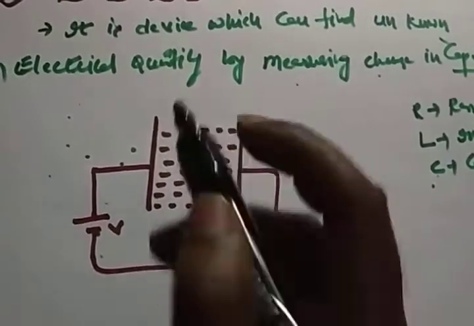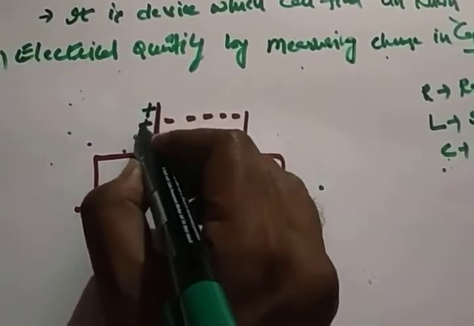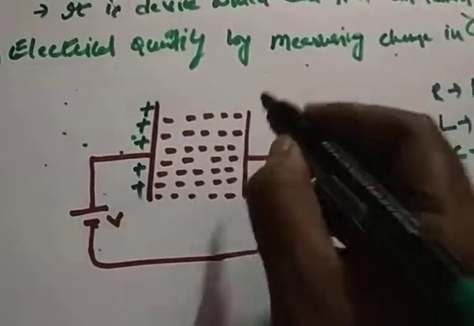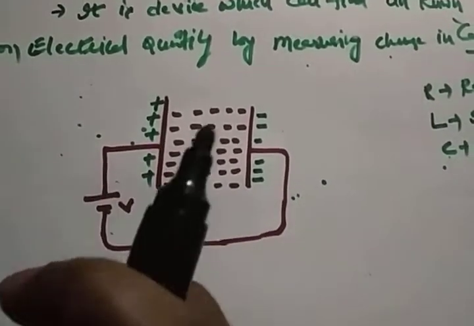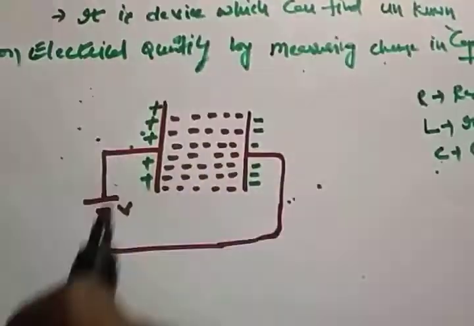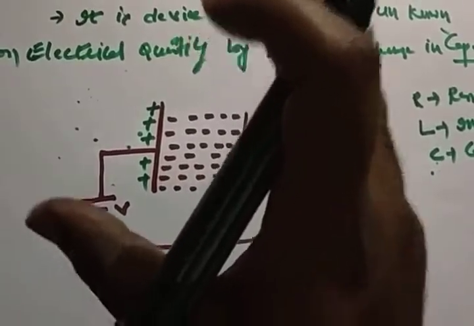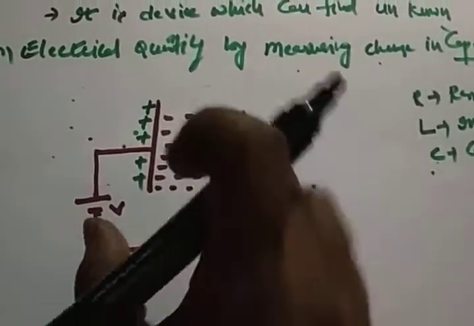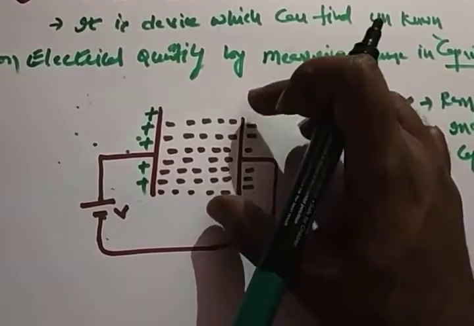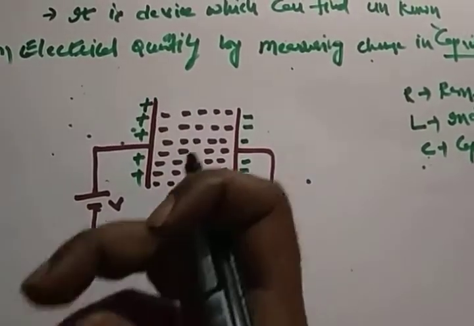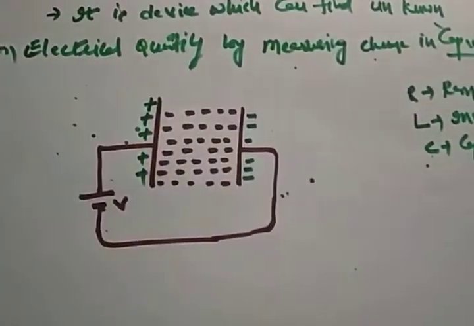definitely the charge will be accumulated on the plates of the system. This plate is positive, this is negative. That means a capacitor can store energy in the form of charge, in the form of an electric field. The two parallel plates are separated by a dielectric medium, and when you apply a voltage, the charge will be stored there.